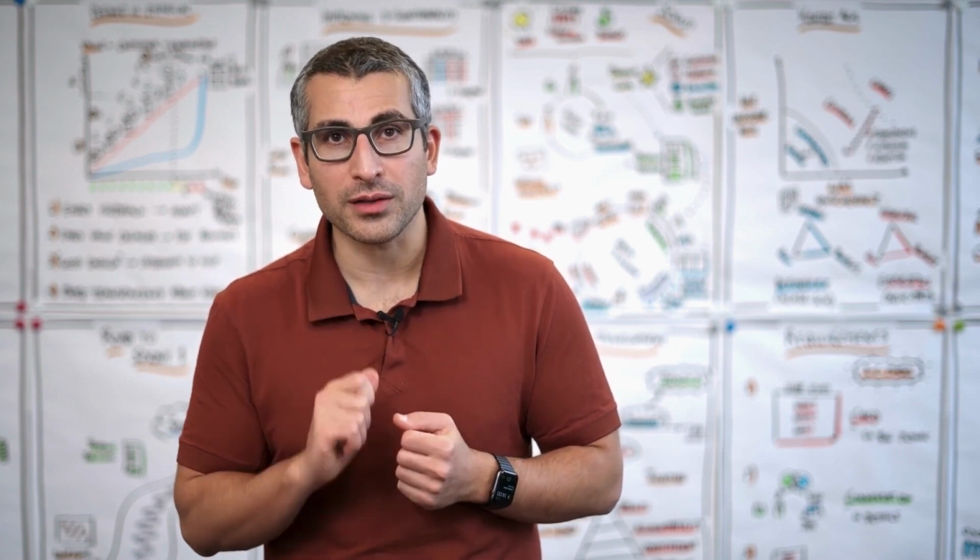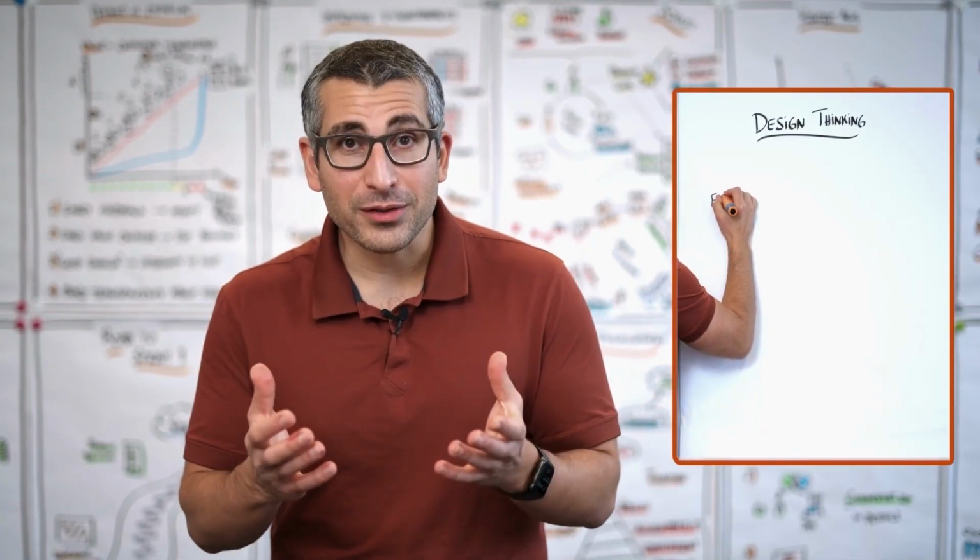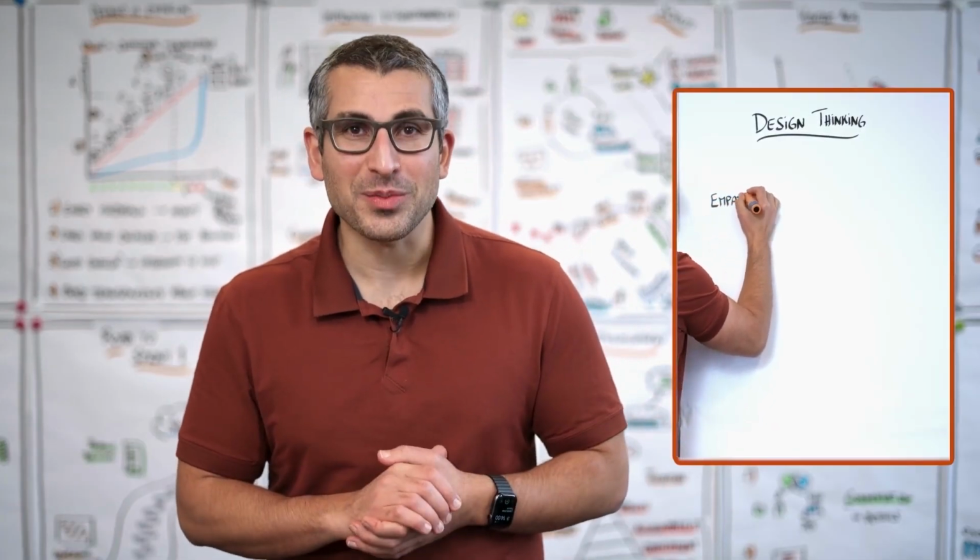the actual product. Design thinking consists of 5 steps: empathize, define, ideate, prototype, and test. Let's go through them one by one. Empathize is all about empathizing with our customers.